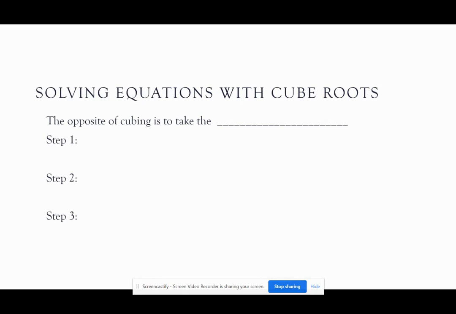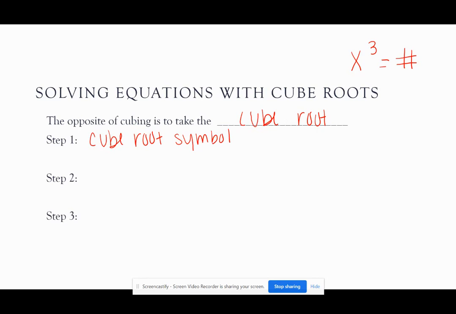Next up, we're going to solve equations with cube roots. The opposite of cubing something is to take the cube root. I know it's going to be a cube root if it has the 3 and then some type of number. So 2 is squaring, 3 is cubing, and it's going to look like a 3, so that's the difference. Your step 1 is, as always, to put the cube root symbol on both sides. Remember, the cube root symbol just has a tiny little 3 on the outside of the radical.